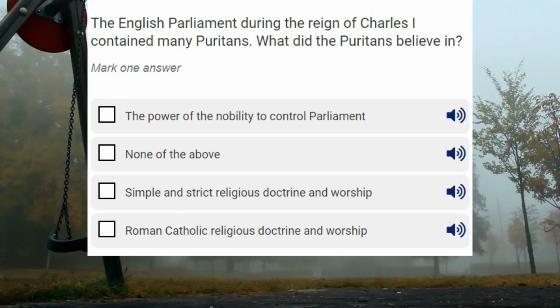The English Parliament during the reign of Charles I contained many Puritans. What did the Puritans believe in? The power of the nobility to control Parliament. None of the above. Simple and strict religious doctrine and worship. Roman Catholic religious doctrine and worship. Correct answer: simple and strict religious doctrine and worship.